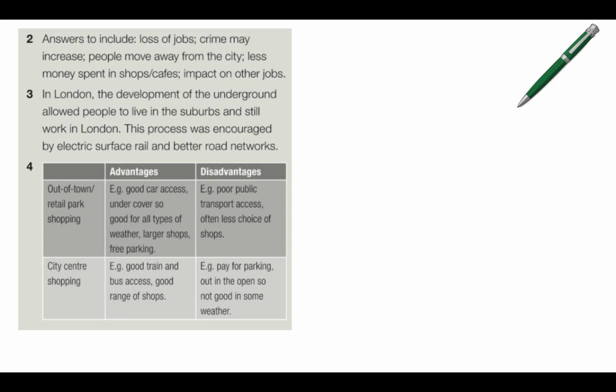Question 3, one thing that helps the city grow at the edges is the development of the London Underground. And it allowed people to live much further out of the city and still to work in London and come back every day by train for work. And this process is getting even better, not just because of the underground network, but surface rail, so things like the DLR and better road networks, all contribute to London's growing edges. It spreads out at the edges.